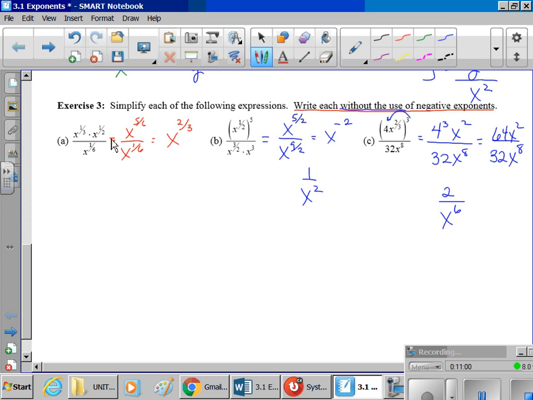Or you get 2x to the negative 6 if you wanted to do one extra step. 2x to the negative 6, and then that's the same thing as our 2 over x to the 6th.